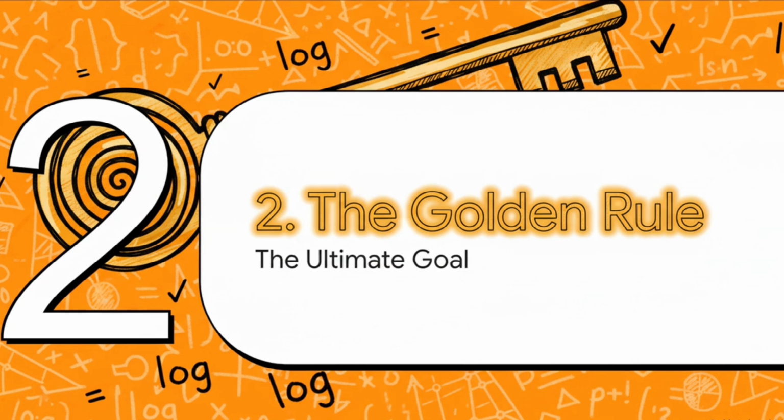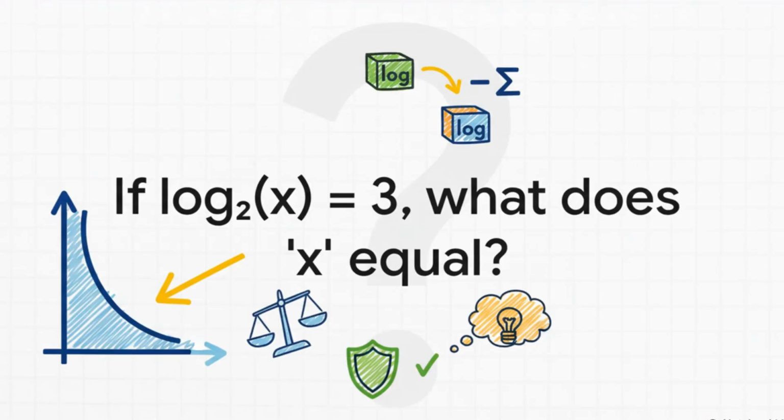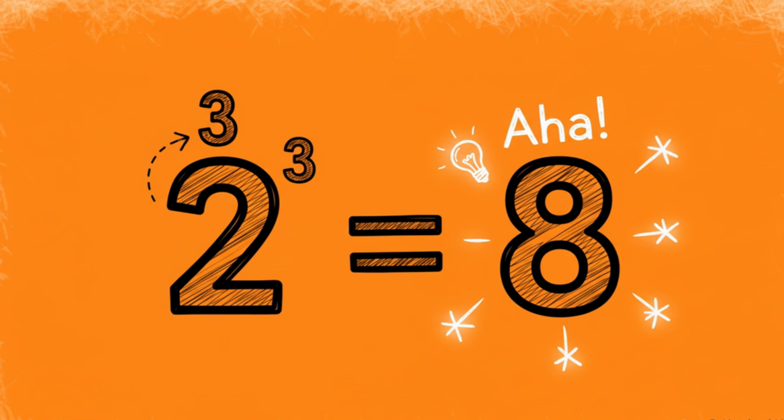Okay, now for what is, I think, the most important part of this whole thing. If you forget everything else, remember this. This is the ultimate goal, the key that unlocks pretty much every single problem. We're calling it the golden rule. Let's look at a really basic one. If log base 2 of x equals 3, what's x? Just remember what a logarithm is asking. It's saying 2 to the power of what gives me x? Well, the equation is telling us that what is 3. And yeah, of course, the answer is 8.